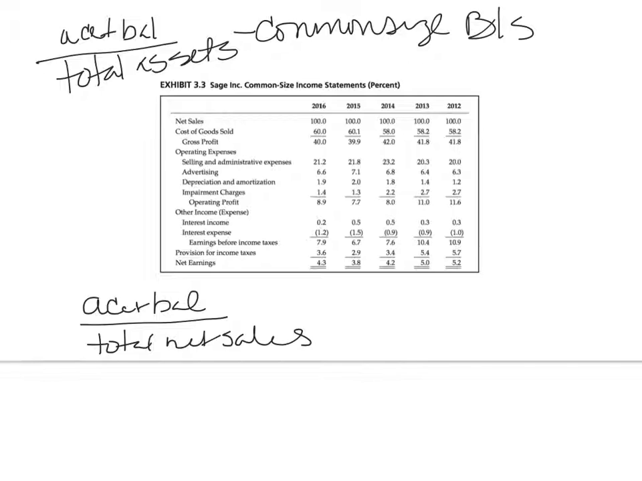So if we were to go ahead and look at this, I'm going to pull a calculator up here on my computer. If we were going to compute this, we don't know what the numbers are, but if we went back and looked at the numbers, if we put the account balance of gross profit over total sales, we would come up with 40%.